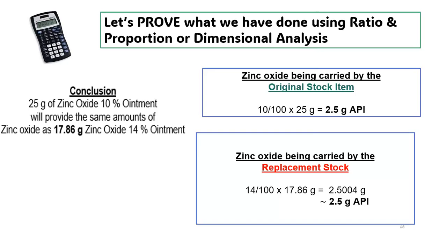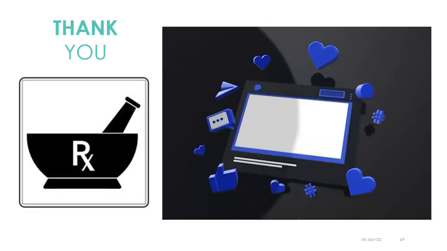With that said, I've just showed you that you can use C1V1, C2V2 to replace a stock, or in the previous video, use it to make a stock.